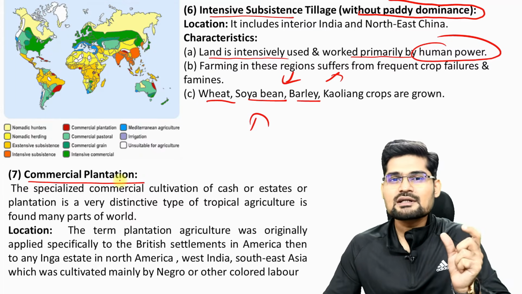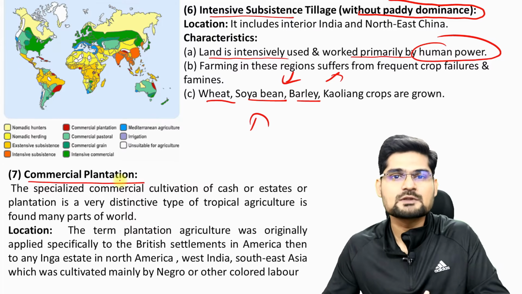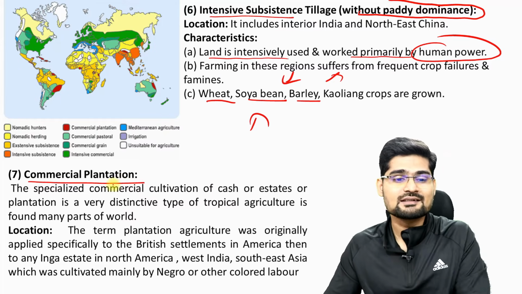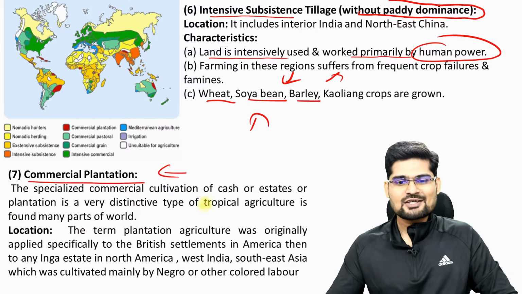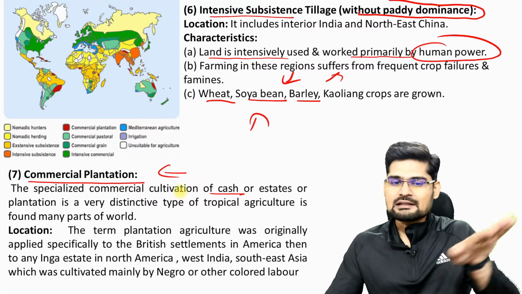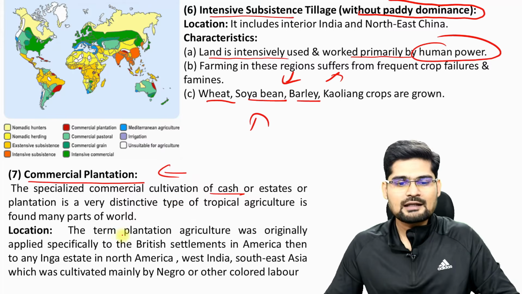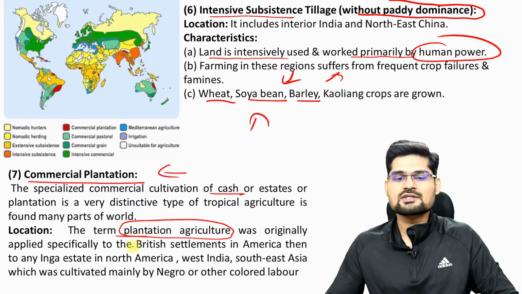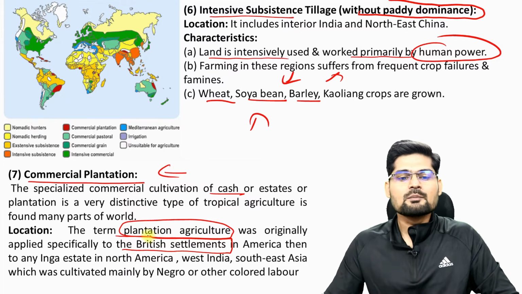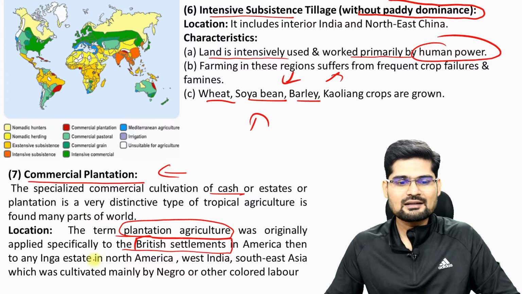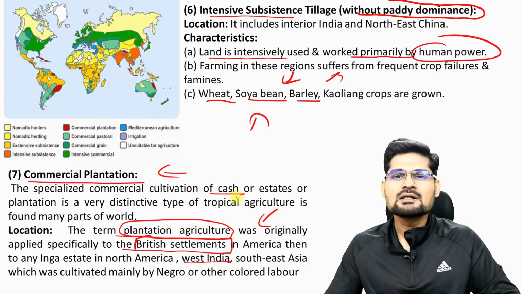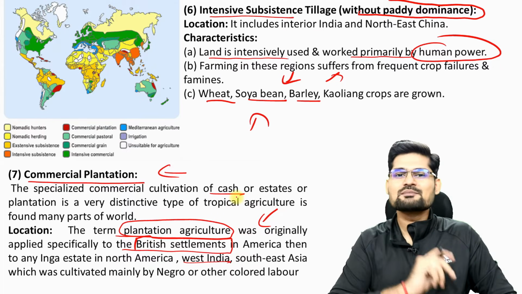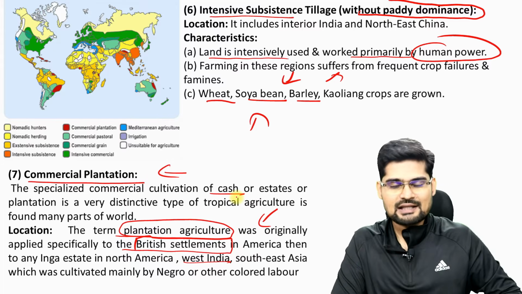Now observe the word commercial, it's only for business purposes and it's plantation agriculture. If you remember, this is the most colonial type of agriculture, right? So cash crops are grown on the hill slopes in a larger area, and the location of this plantation agriculture was originally applied specifically to the British settlements, right, in Americas and also in India, West Indies and several other places where the slopes were used for tea, coffee, rubber, these kinds of plantations. So that's important in commercial plantation agriculture.